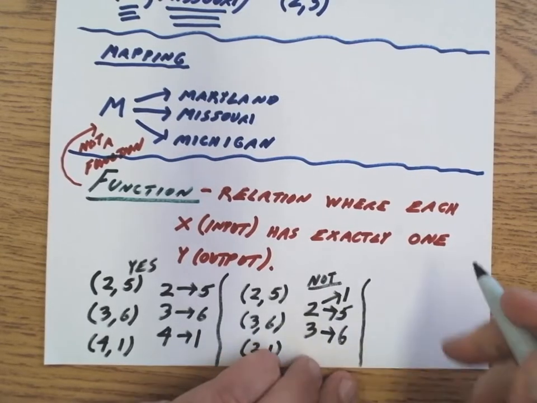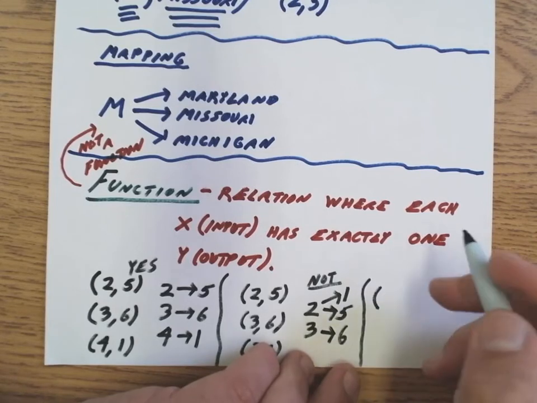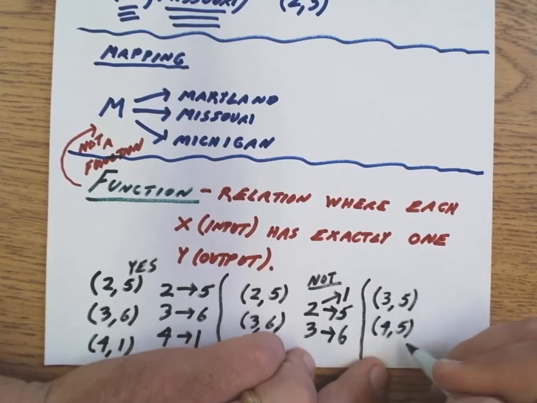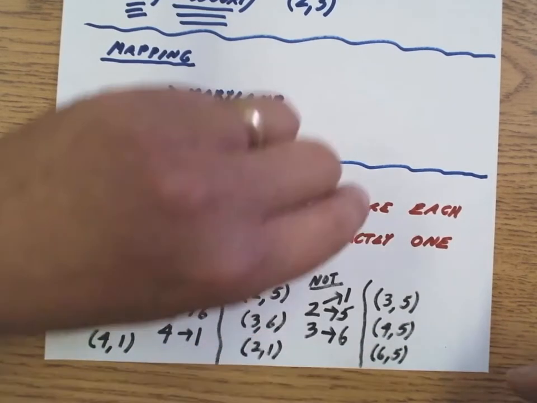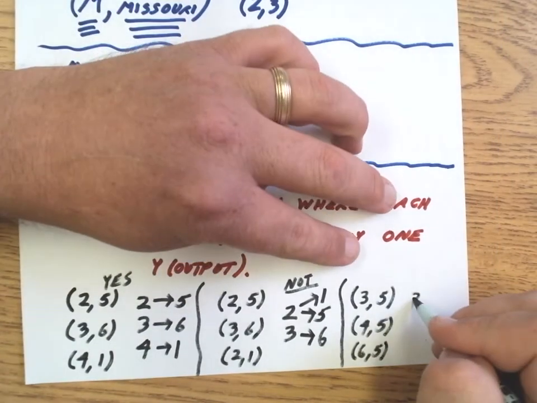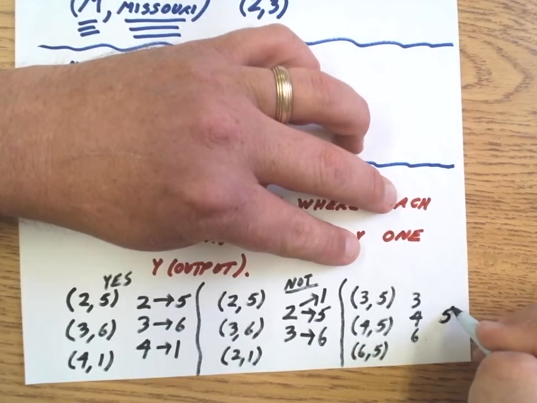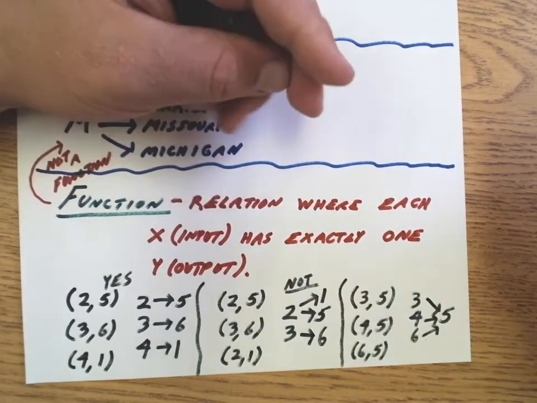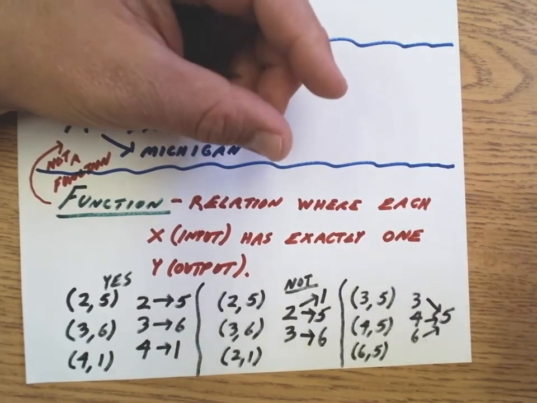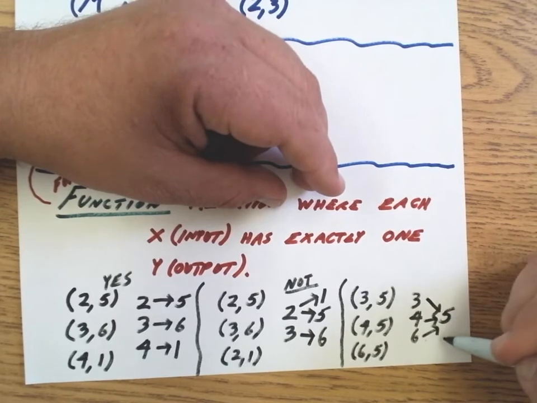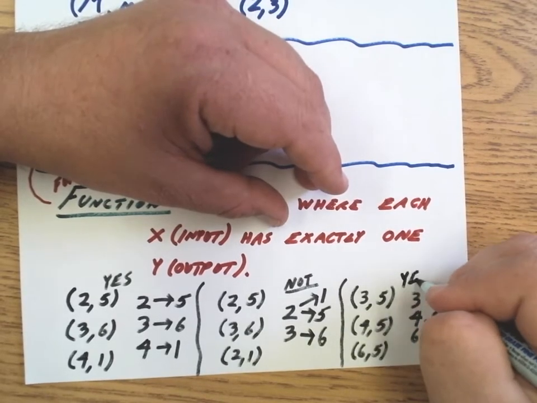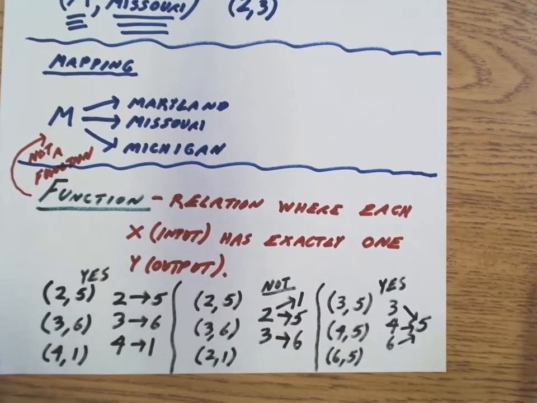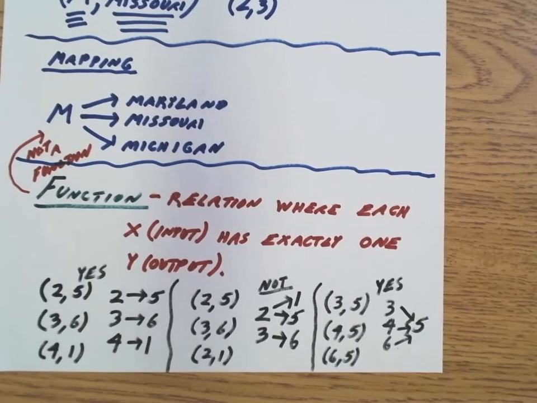Now, to finish that part off, let me show you this. Let's say we had (3, 5), (4, 5), and (6, 5). Then we made a mapping. With this mapping, we'd have 3, 4, and 6, and we have an output of 5. Now, it is okay, where each x has exactly one output. Yes, 3 goes with 5, and 4 goes with 5, and 6 goes with 5. This is a function. That's the difference between them.